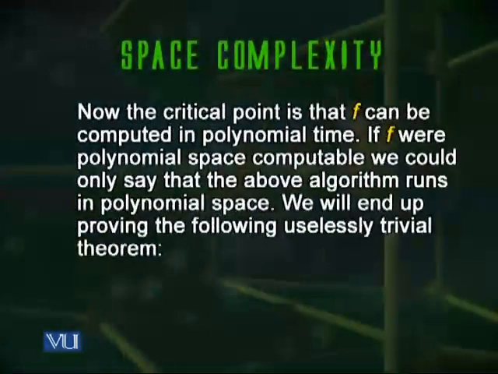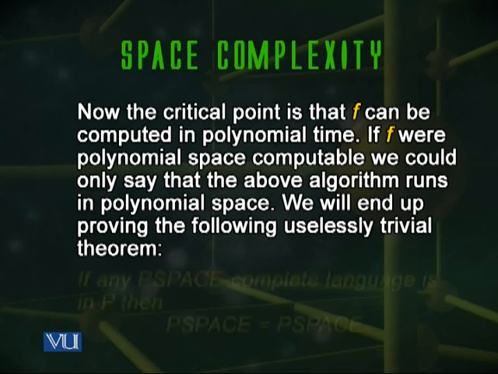Now, if instead of polynomial time reducibility, I had used polynomial space reducibility, then f would be polynomial space computable instead of polynomial time computable. So what kind of theorem would I have proved if I had followed this same recipe? The critical point is that f was, in the previous theorem, a polynomial time computable function. If f were polynomial space computable, we could only say that the above algorithm runs in polynomial space. Thus, we would end up proving the following uselessly trivial theorem.